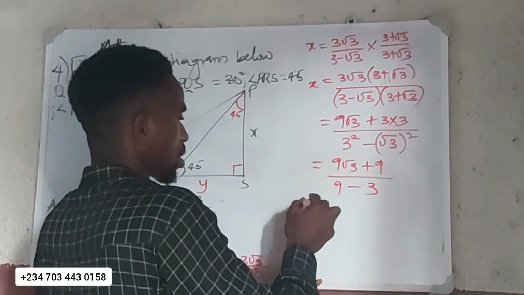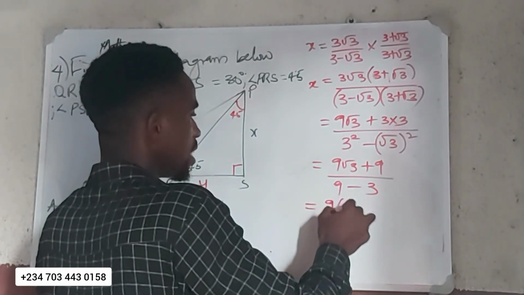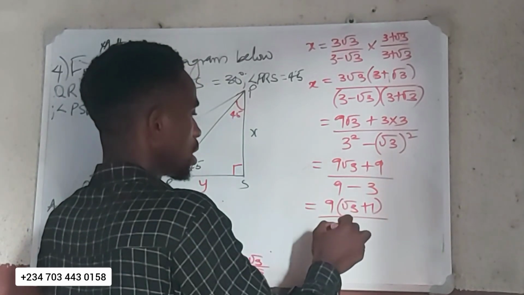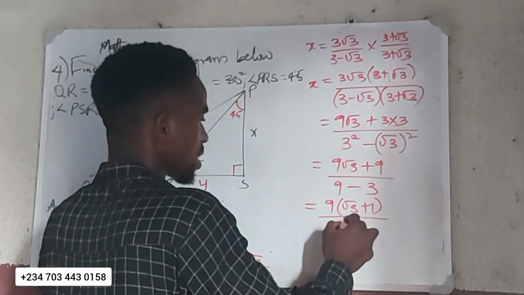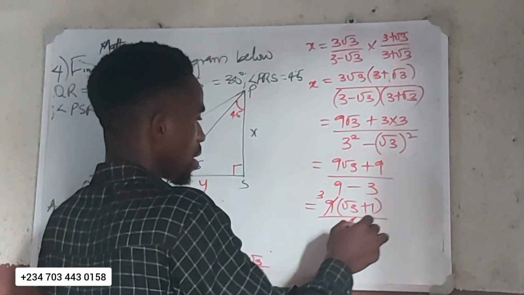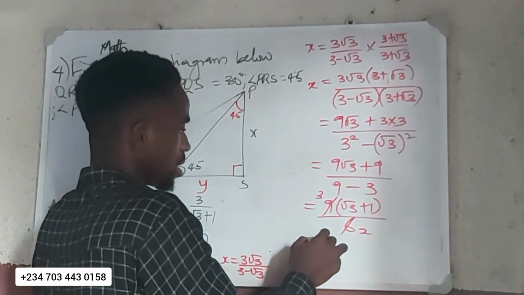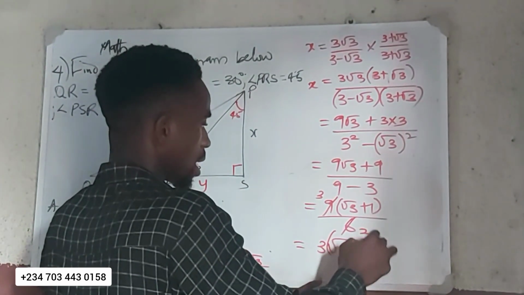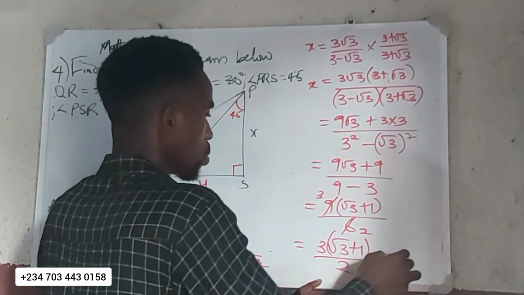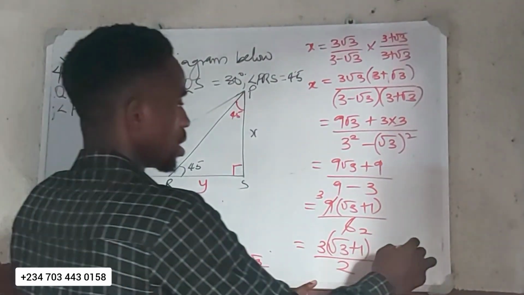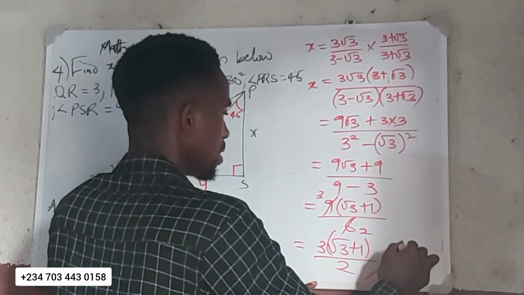So factorizing the numerator, we have 9 into root 3 plus 1 all upon, here we have 9 minus 3 is 6. When 3 goes here, we have 3. 3 goes here, we have 2. So we have 3 root 3, 3 into root 3 plus 1 all upon 2. So our answer, 3 into root 3 plus 1 upon 2. That's option D.